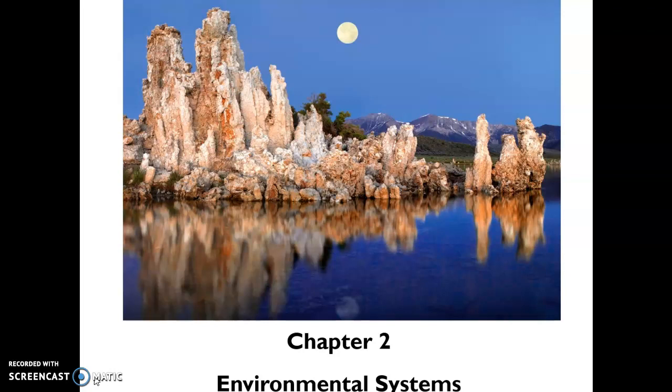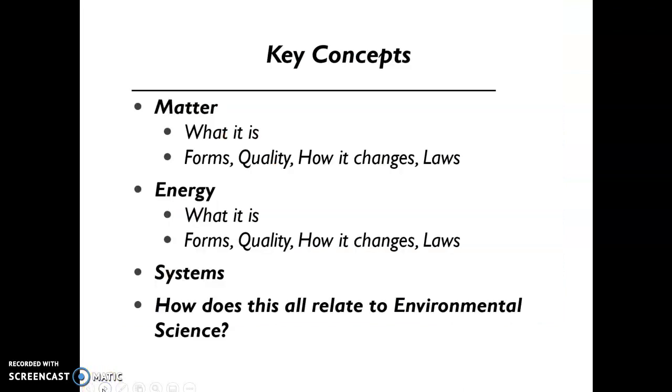Now we're going to get into the heart of the chapter and start to look at environmental systems. Here's a list of our key concepts. You can see that we're studying matter, energy, systems, and how it all relates to environmental science. Under each of these topics, matter, what is it? Energy, what is it? So we'll be defining them. And then with regard to matter, we'll look at the different forms that matter takes, qualities, how matter changes, and what laws govern matter.